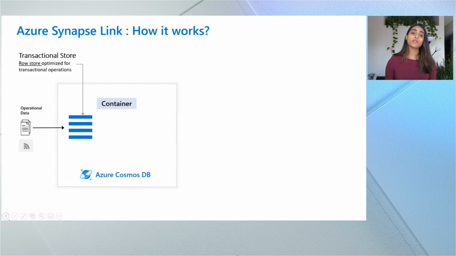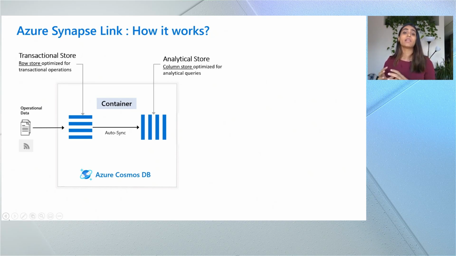So if you're using Cosmos DB today, as your operational data comes into your Cosmos DB container, it sits in a row-oriented format on a transactional store. This transactional store is optimized to help your transactional reads, writes, and operational queries perform to their best. But now with Synapse Link, we're introducing a new Cosmos DB analytical store. This analytical store is separate from the transactional store and is a fully isolated column store.